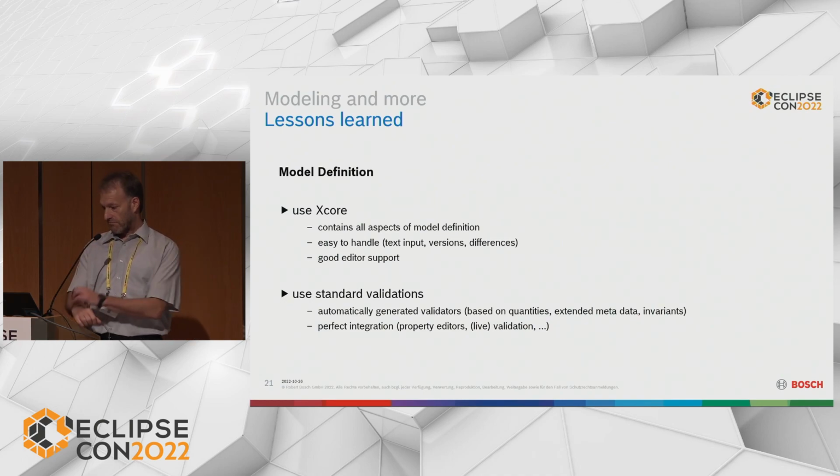So in the end, I can completely recommend to use Xcore. It contains all aspects, it's easy to handle, it has good editor support, and I also recommend to use these standard methods for validation first before you do any additional validation projects or additional things. The good integration is the main argument for that. If the standard editor evolves like it did a few years ago with the live validations, you're in sync and you can already use that.